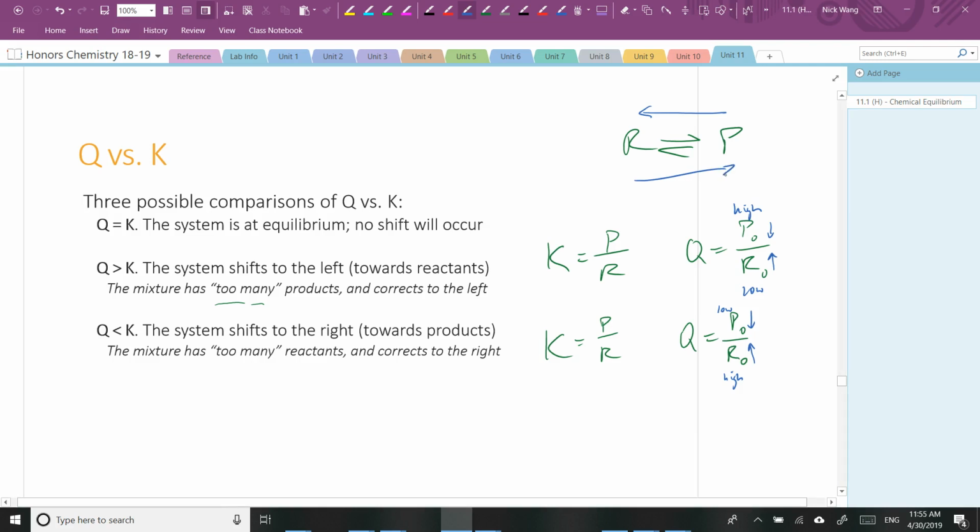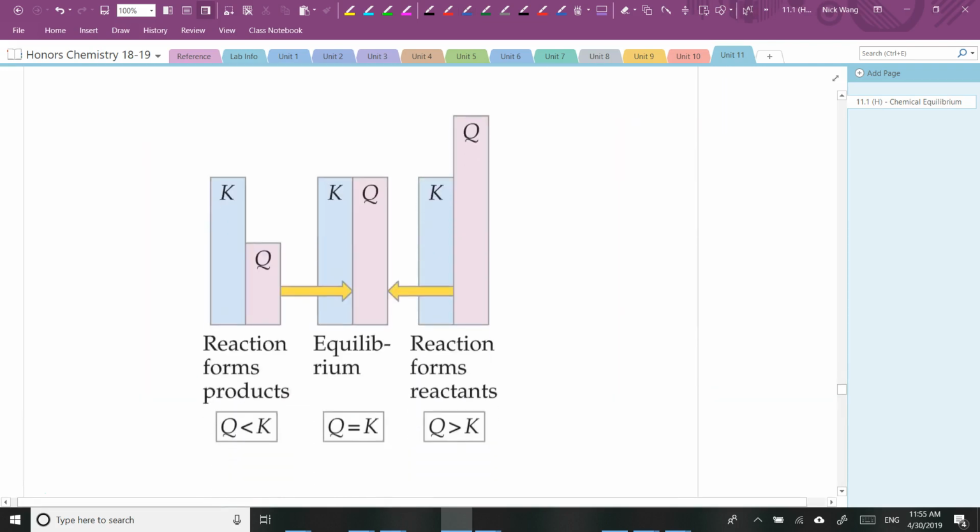Ultimately, it's really helpful to know the mechanics of shifting left, shifting right, based on the amounts that are present. But if you need to, just remember that if Q is greater than K, shift left; if Q is less than K, shift right. This gives you a bit of a visual here. In the middle, we have Q equals K, meaning this tests initial amounts, right? How does that compare to K? If it's equal, then we know we're at equilibrium. No need to do anything.